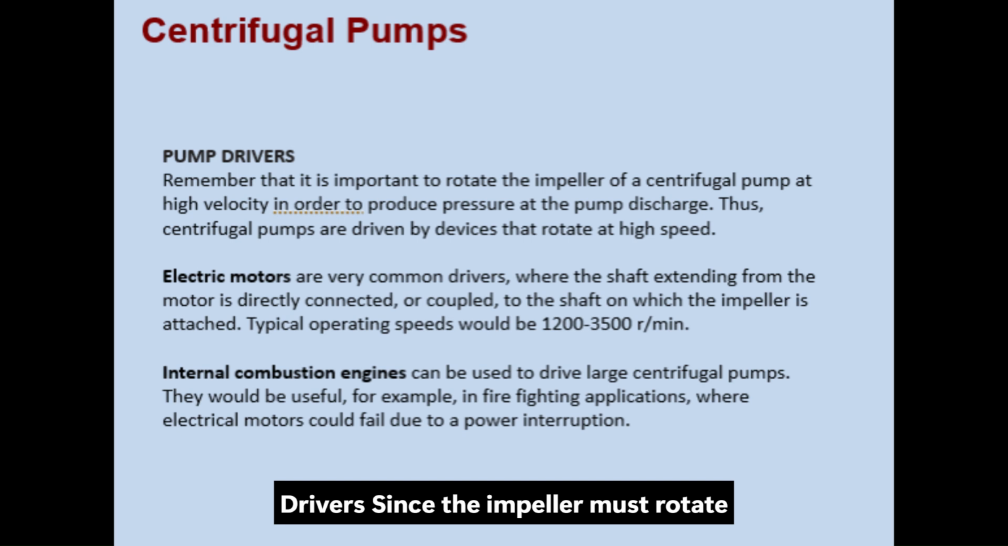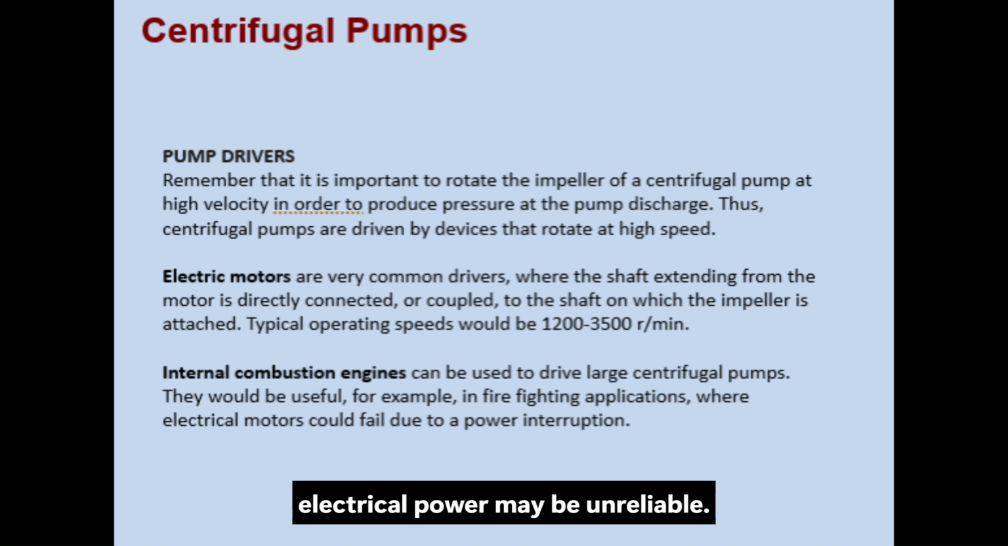Since the impeller must rotate at high velocity to generate adequate discharge pressure, centrifugal pumps require high-speed driving devices. Electric motors are the most common drivers, with the motor shaft directly coupled to the impeller shaft. Typical operating speeds range from 1,200 to 3,500 revolutions per minute. Internal combustion engines may also be used for large centrifugal pumps, particularly in applications like firefighting where electrical power may be unreliable.